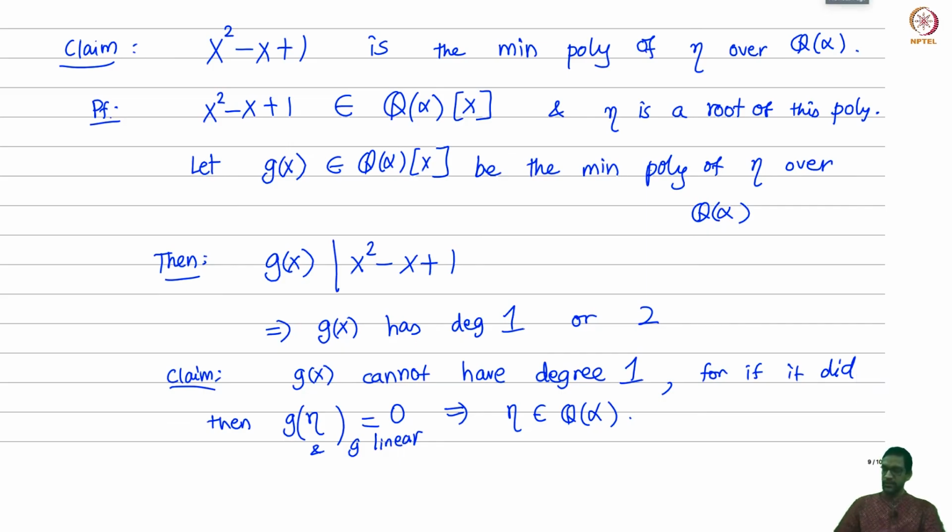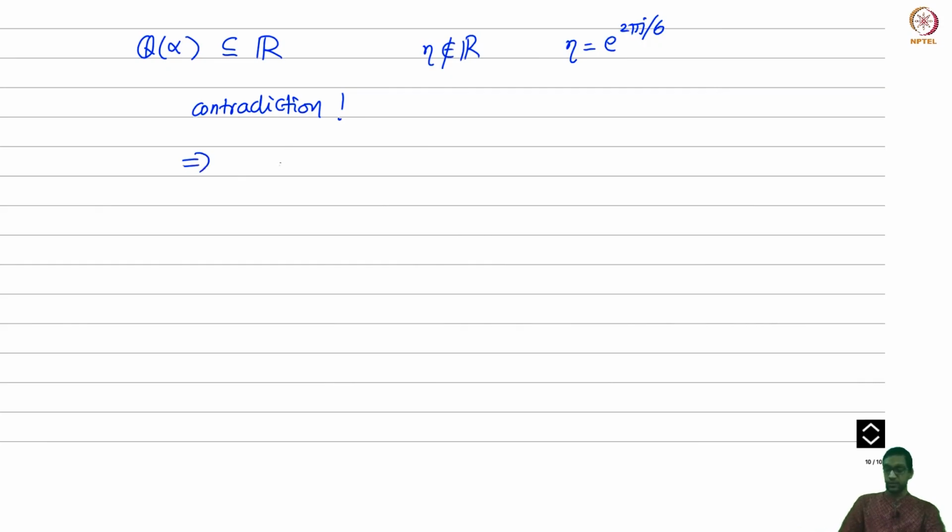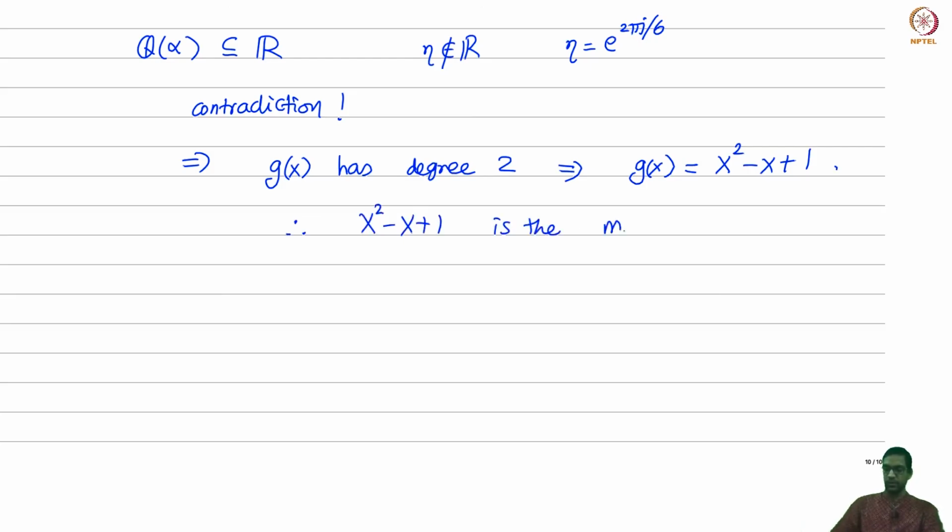Okay, so what does that mean? It just says that g(x) can't have degree 1, so g(x) has degree 2, which implies that it's just the same as the original polynomial itself. Well, that tells you that this is exactly the minimal polynomial. So therefore x squared minus x plus 1 is in fact the minimal polynomial of eta even over a larger field Q(alpha). See, a priori the minimal polynomial over a larger field only divides the minimal polynomial over a smaller field.